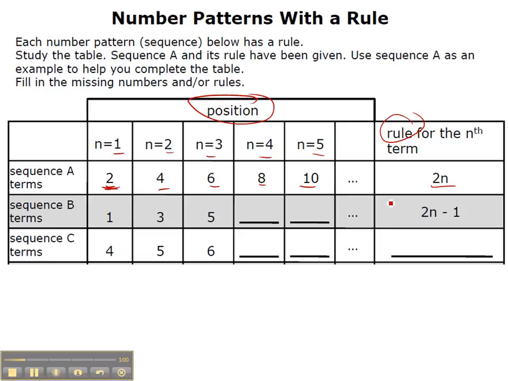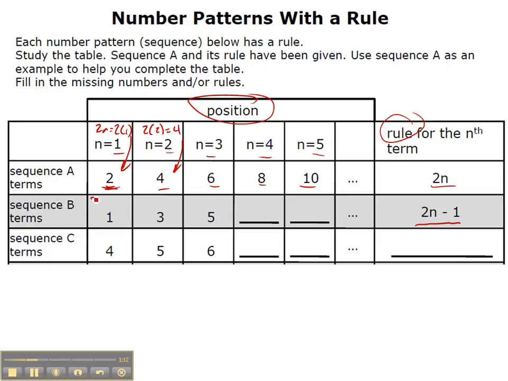So when they've given us the rule, it's 2n. So when n equals 1, 2n is 2 times 1, or 2. 2n, when n is 2, is 2 times 2, which is 4. So you can see how the rule works. Okay, if they've given you the rule, and some of these problems they have, it's really easy in that case. You just use the rule and input the position number.